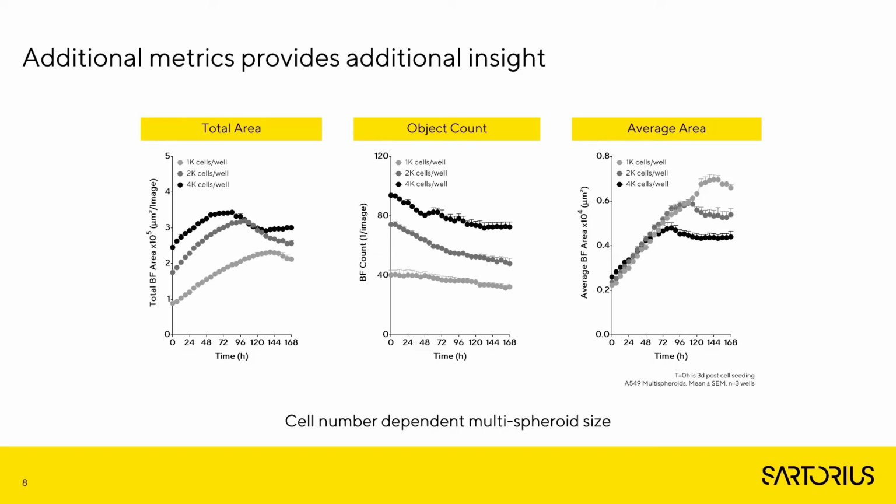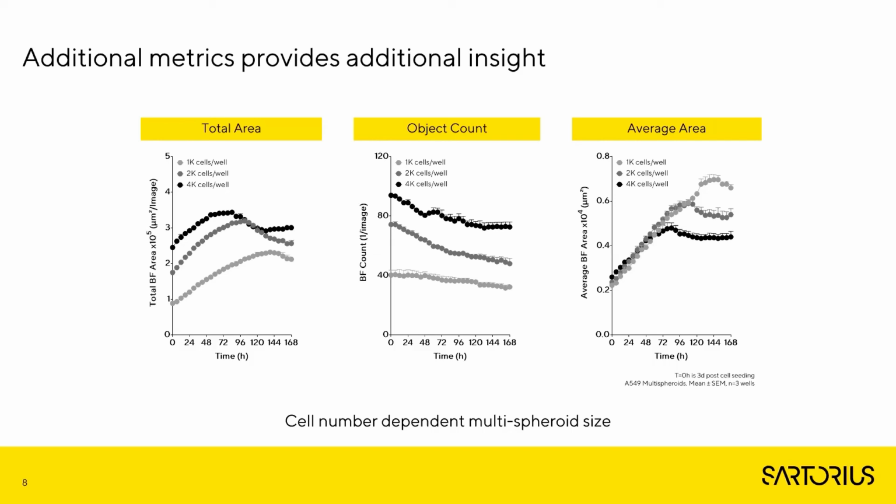The middle plot quantifies the number of multispheroids that are formed across each seeding density and how that number changes with respect to time. So interestingly, spheroid count decreases for the highest seeding density, but remains relatively constant for the lowest. Closer inspection of the videos and images shows that this is due to neighboring multispheroids merging with one another to form larger single spheroids.